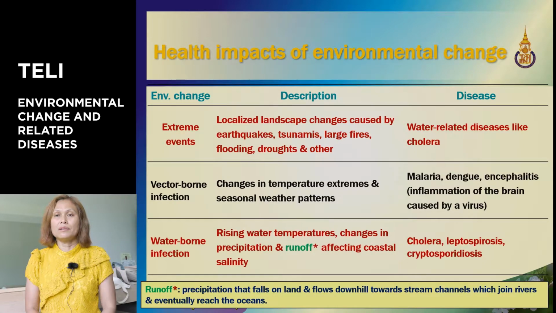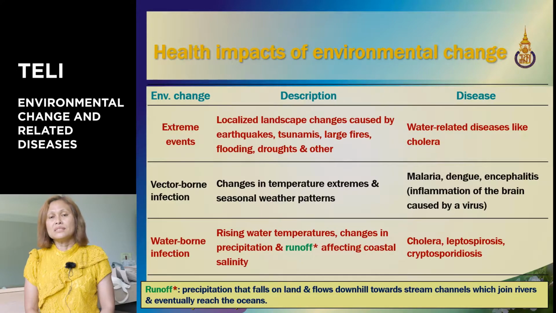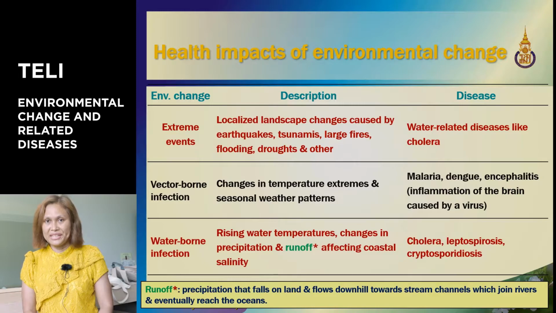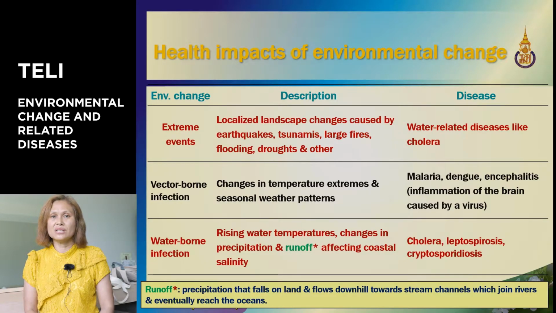The key health impacts of environmental change are summarized in this slide. Extreme events such as flooding and earthquake lead to water-related diseases like cholera. Vector-borne infections result in malaria and dengue, and waterborne infections lead to cholera and leptospirosis. As you can see, the majority of the key health impacts of environmental change are infectious diseases, so I will focus on the infectious diseases caused by environmental change for the following topic.